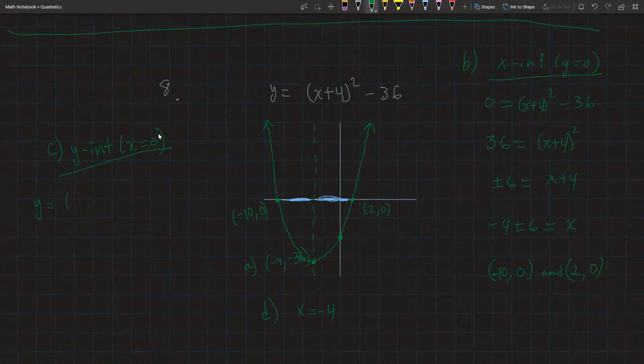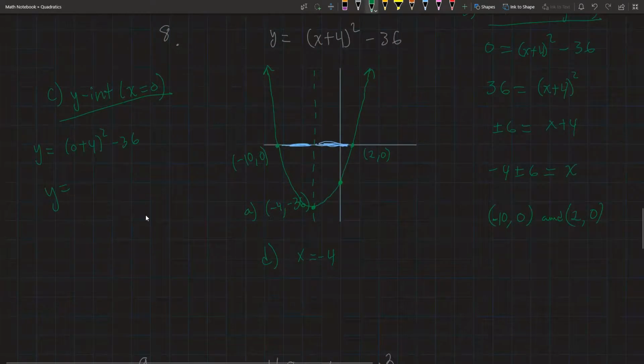So let's do that here on the left side. Y equals 0 plus 4 squared minus 36. I'm going to let you do that in your head and just write the answer down, okay? That should be a -20. Again, if you wonder how I did that, 4 squared is 16 minus 36. That's just -20. So therefore, for this y-intercept, the x value is a 0, and the y value is a -20.